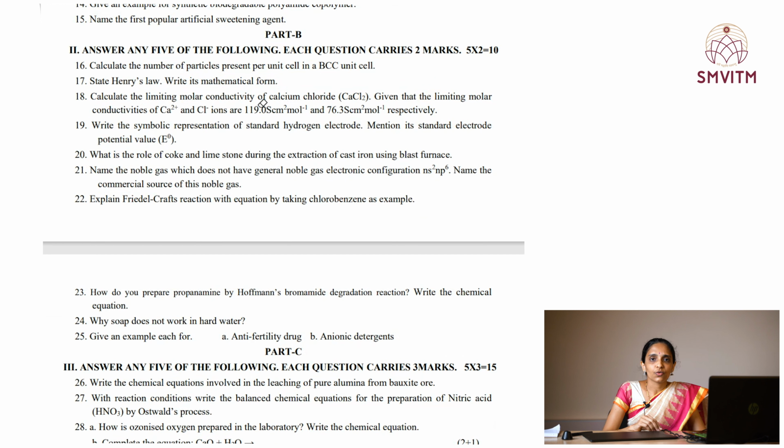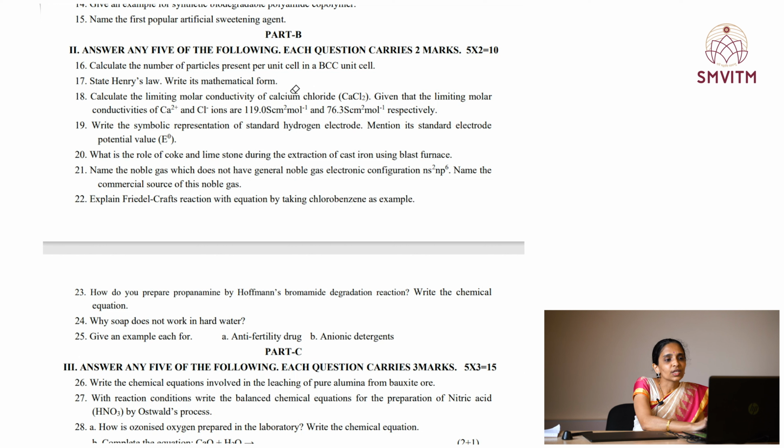The second part of the question paper is part B, Roman number 2. Here you get 2 mark questions. There will be totally 10 questions, out of which you need to answer any 5.